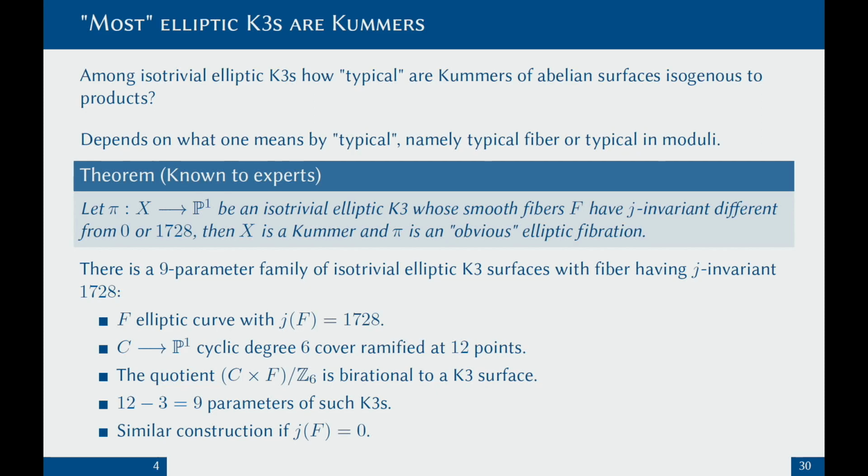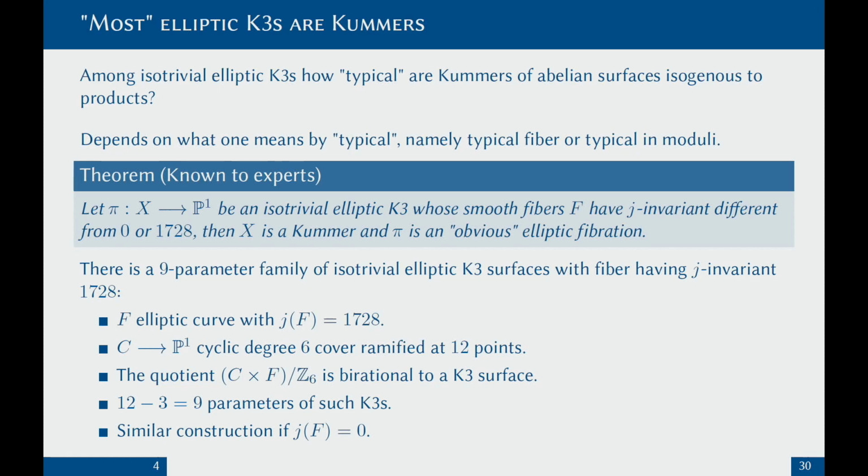So a natural question is, I just highlighted for you a construction of an elliptic K3 surface. So one can ask, is this a typical way that you write down an elliptic K3? And the answer is it kind of depends what you mean by typical. If the fiber is generic, then that's the only way you can construct an elliptic K3 surface. So if you have an isotrivial elliptic K3 whose smooth fiber has a j-invariant different from 0, 1728, then it's built exactly in the way that I just described for you.